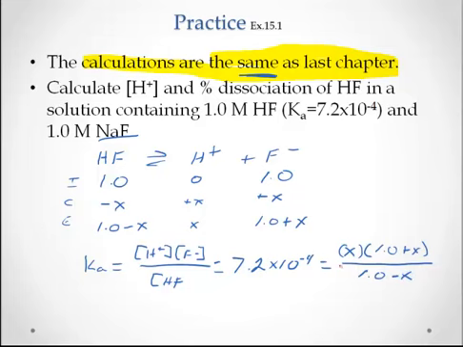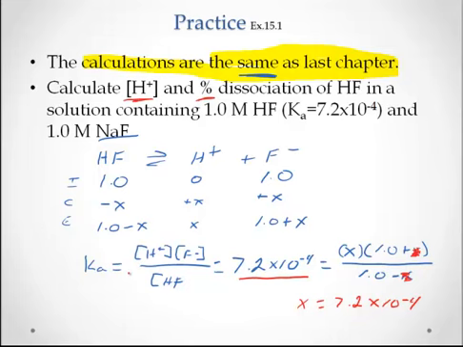Now, because we have a very small K, what are we going to do with these X? Well, we're going to get rid of them, right? Ah, how easy math is when you can just get rid of the X like that. So, and then 1 divided by 1, this makes our X value equal 7.2 times 10 to the minus fourth. Right? So now I found out how much H plus we've generated, right? So we figured this part out, but now let's do this because this is where it's kind of interesting.